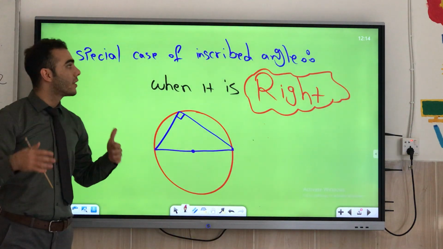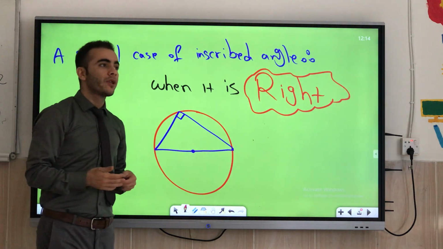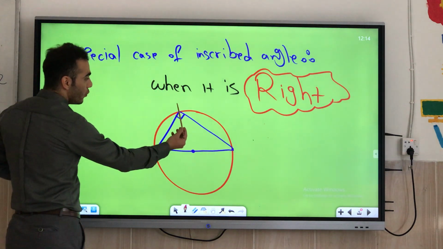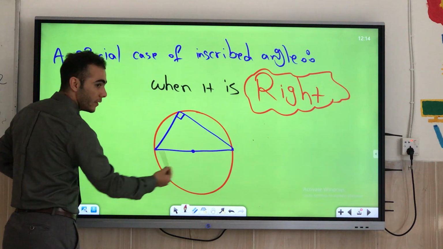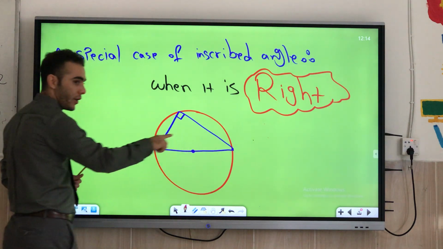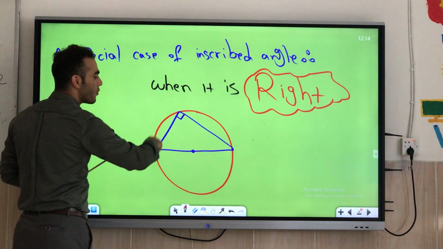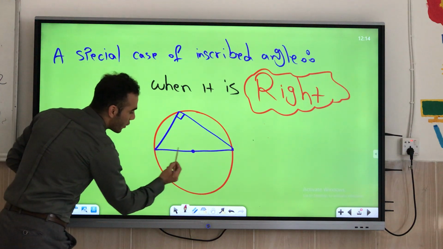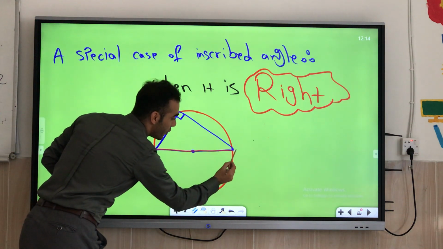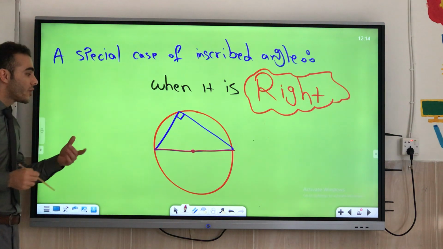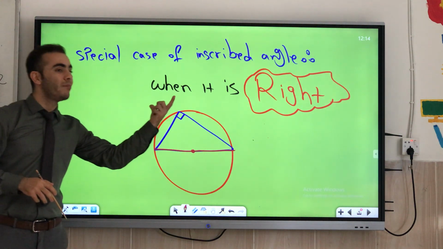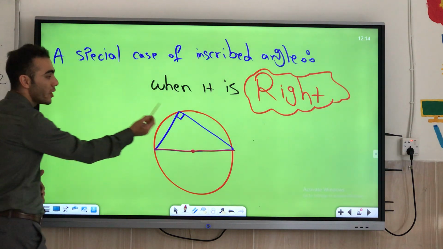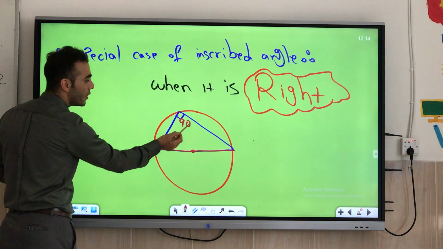Here we have a special case of inscribed angle. What kind of special case is it? When the chord makes a diameter, or when the inscribed angle makes a semicircle, because now the chord goes across the center. Since it goes through the center, it makes a diameter. So the measure of that special case is always 90 degrees.